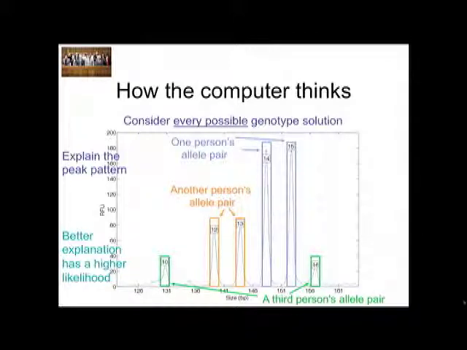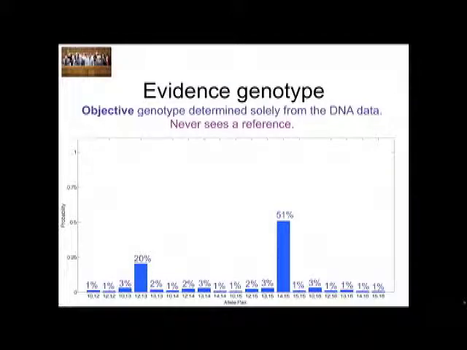By trying this tens of thousands of times, in this case at least 100,000 times, the computer can map out what those probabilities are for each contributor at each locus for their genotype, and determine a probability distribution. So this is an evidence genotype. The computer has objectively determined this genotype as a probability distribution solely from the DNA data. It's never seen a reference. It's not biased by that.